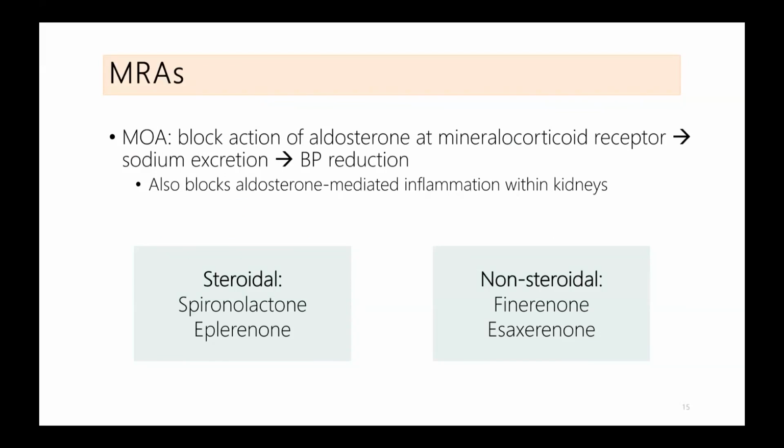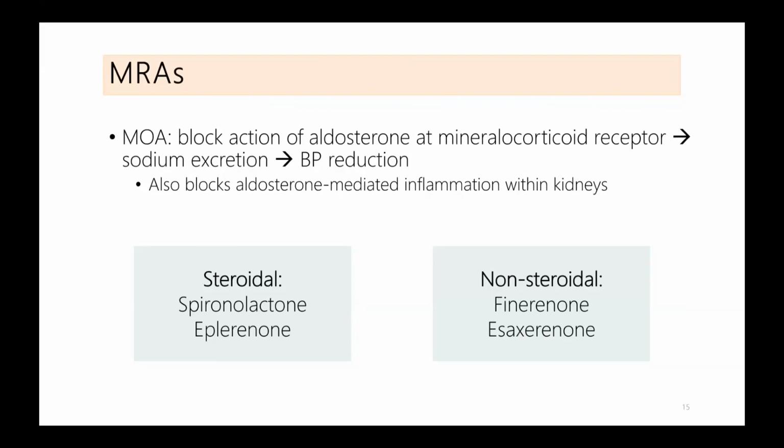And so, long story short, there is a potential benefit to using these medications in combination with an ACE inhibitor or ARB to block aldosterone action fully. There are 2 main types of mineralocorticoid receptor antagonists. First are steroidal, which are spironolactone and eplerenone, and then there is the non-steroidals, which Deanna has so wonderfully covered earlier, which are finerenone and esaxerenone.